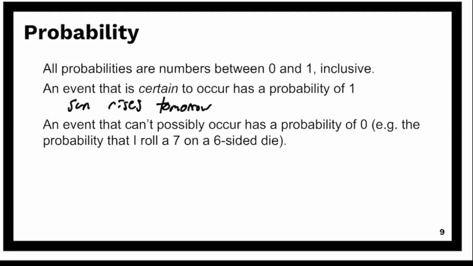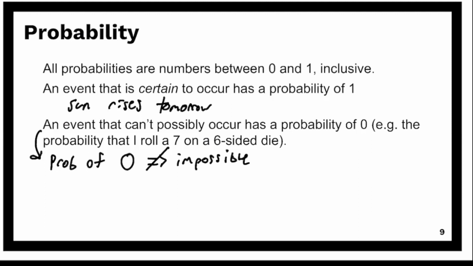An event that cannot possibly occur has a probability of 0. So for example, the probability that we roll a 7 on a 6-sided die, that can't possibly happen. One quick note, just an aside, is that this is true in this direction, but a probability of 0 does not necessarily mean that something is impossible.